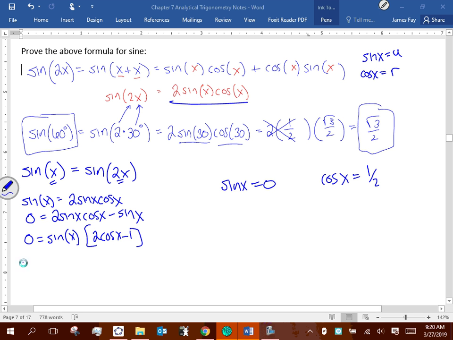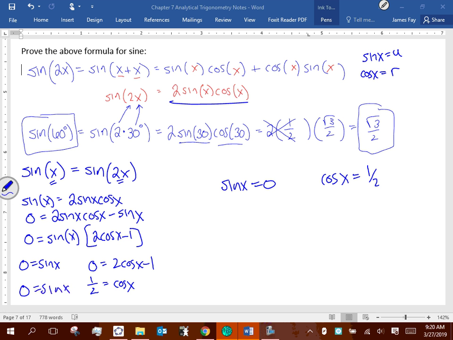property. So we say sine of x is 0, and 2 cosine of x minus 1 is 0. Solve both of these for the trig function that's left over. So this would be 1/2 equals cosine x. And this would be 0, obviously, equals sine x. And that's exactly what we have here, right?